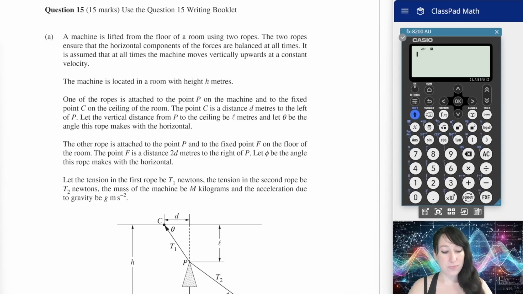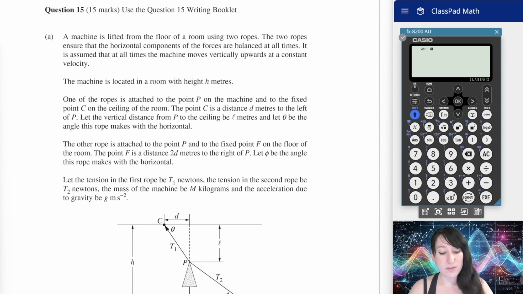Okay. Question 15a. A machine is lifted from the floor of a room using 2 ropes. The 2 ropes ensure that the horizontal components of the forces are balanced at all times. It is assumed that at all times the machine moves vertically upwards at a constant velocity. The machine is located in a room with height h meters. One of the ropes is attached to the point P on the machine and to the fixed point C on the ceiling of the room. The point C is a distance d meters to the left of P.